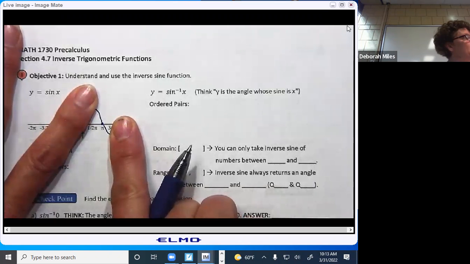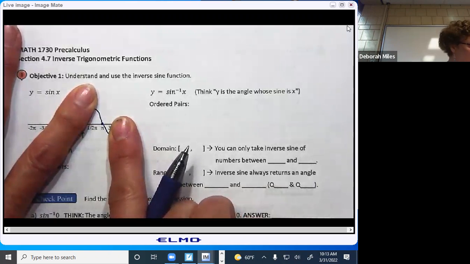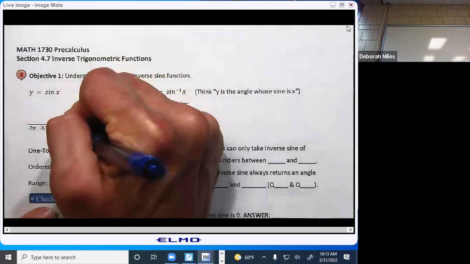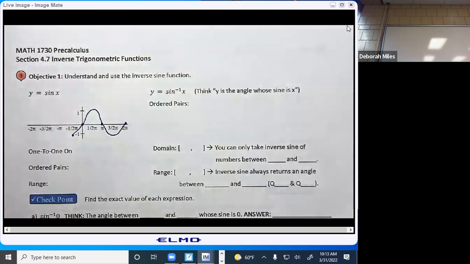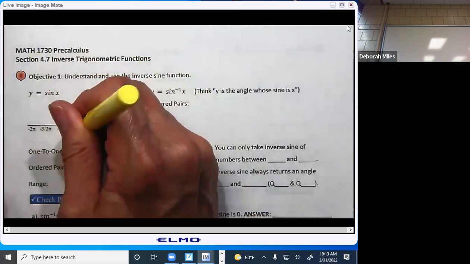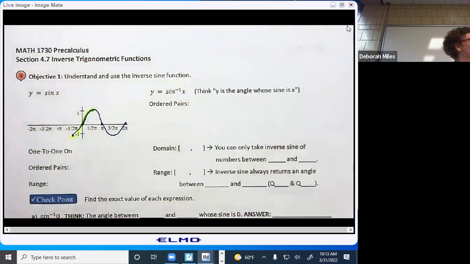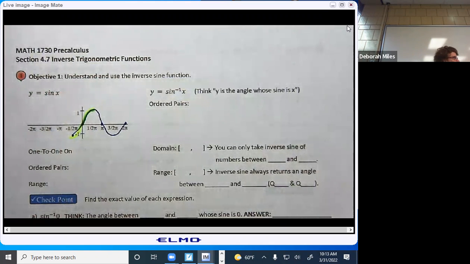One day, many, many years ago, all the mathematicians in the world sat down together, thumb wrestled, and the guy who won chose negative pi over 2 to pi over 2 as the 1-to-1 piece of sine that we were going to use. And he had the strongest thumb of the millennium.